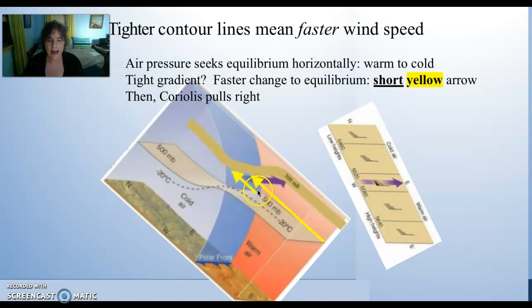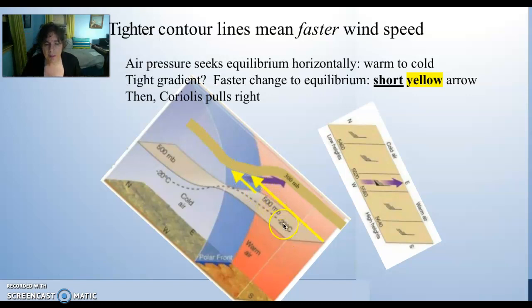Let's look at it here. Here's my 500 millibar surface, and I'm moving from warm air at a higher pressure to cool air at a lower pressure. And I am hitting the 300 millibar surface very quickly because of this drop in altitude.